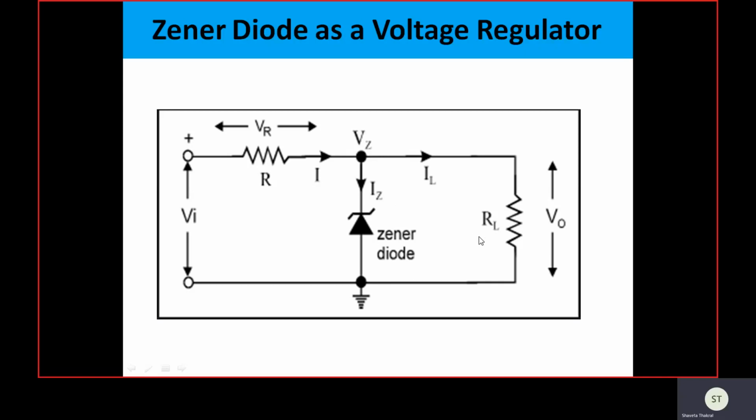In parallel, the voltage is going to remain the same. As in the breakdown region the voltage is maintained constant, the same constant voltage will appear across the load. In this way we can protect the load, and that is how we utilize the Zener diode as a voltage regulator.